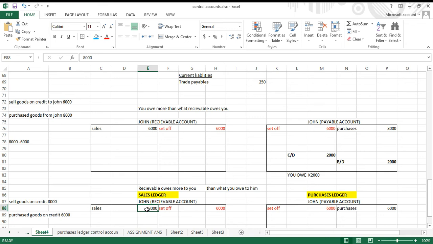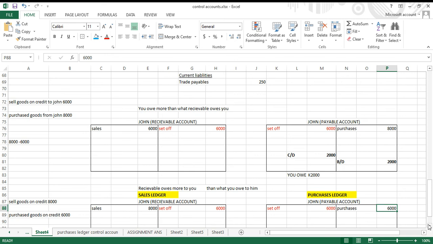Then we purchase goods on credit from John. So the journal entry, we debit the purchases account and we credit our payables account. That is John. As you can see here, we've credited our payable 6,000. So it shows that we are owing John 6,000. Now, John is owing us 8,000 and we owe John 6,000.